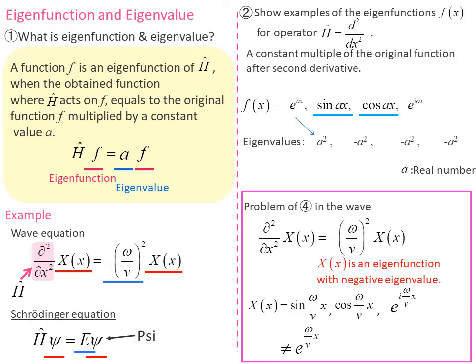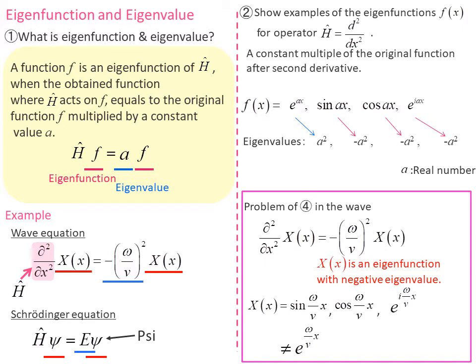The sine and cosine functions are also possible, because when differentiated twice, both yield minus a squared. An exponential function with imaginary numbers in it, called exponential i a x, is also applicable. Since the first derivative produces i a, and the second derivative produces another i a, and the square of i becomes minus 1, it finally provides minus a squared.